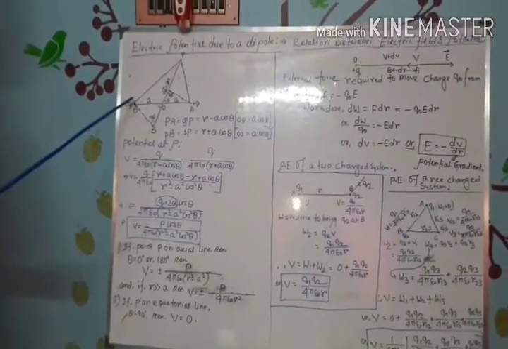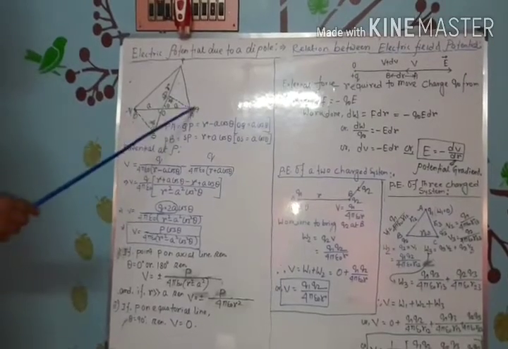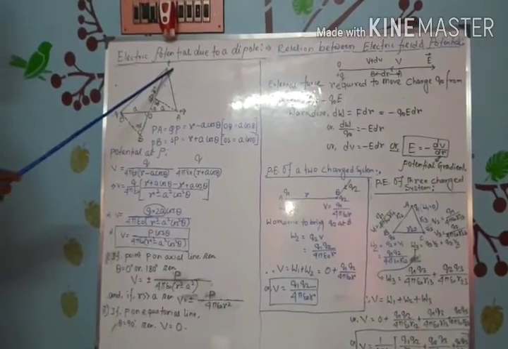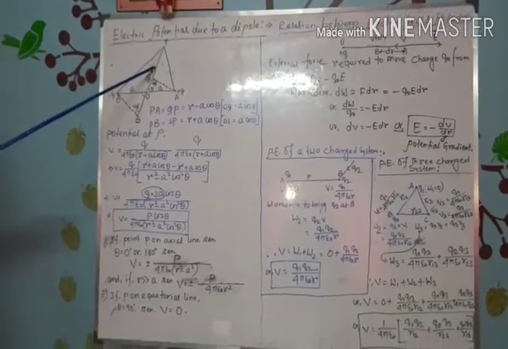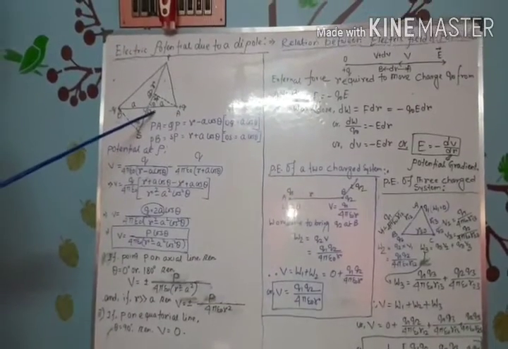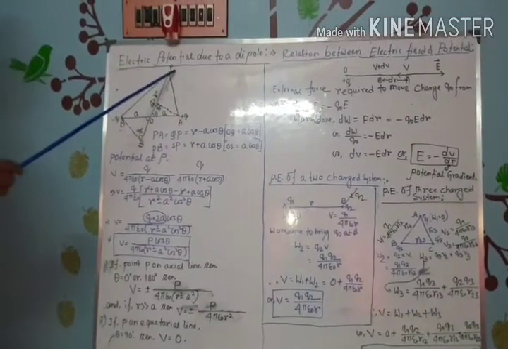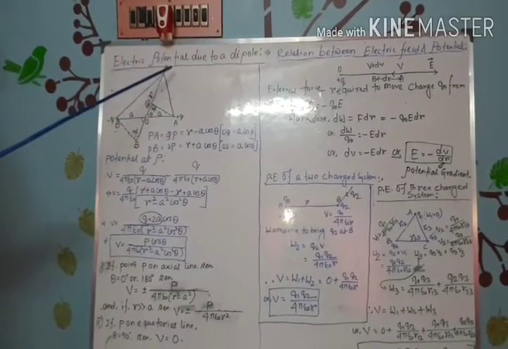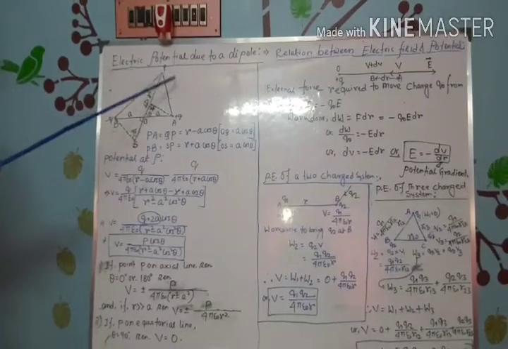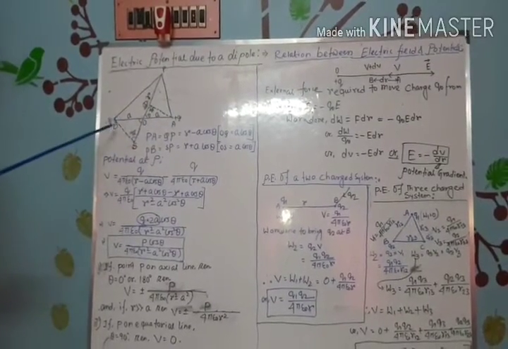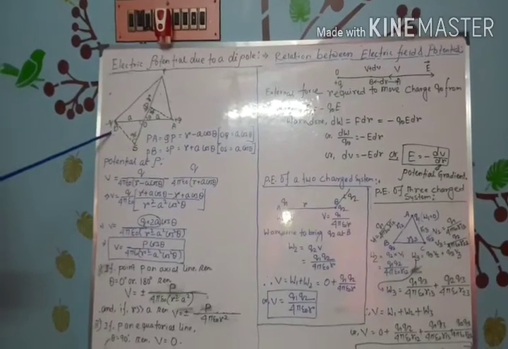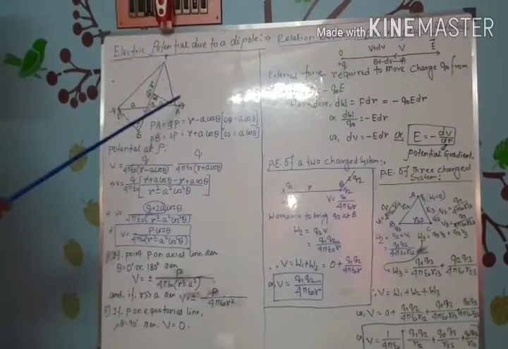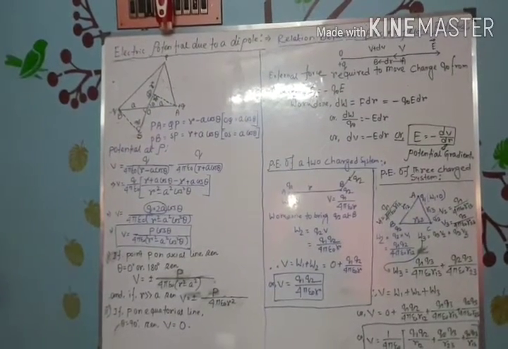consisting of two charges minus q and plus q separated by a distance 2a. We want to determine the electric potential at the point P, which is at a distance r from the midpoint O of the dipole. To determine the electric potential at point P, we have to calculate the electric potential at point P due to the individual charges plus q and minus q. Then we have to take the algebraic summation of these two electric potentials, as electric potential is a scalar quantity.